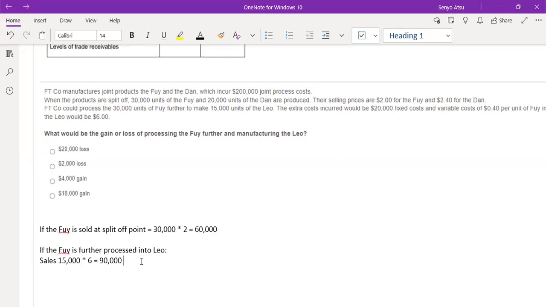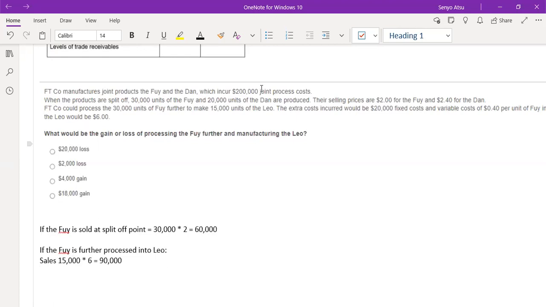But the relevant cost of further processing, in other words, the cost that matters in this decision to further process or not, does not include the 200,000 joint cost, because it's like saying the 200,000 has been spent already. Whether you further process F into Leo or you don't, the 200,000 has been spent. So in relevant costing for further processing, we say this is not relevant.